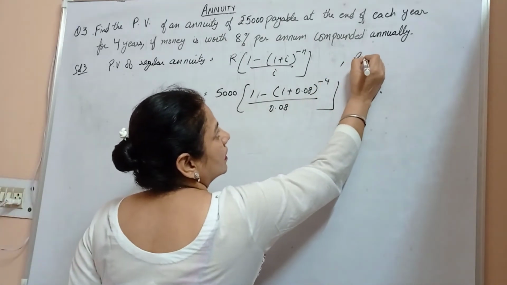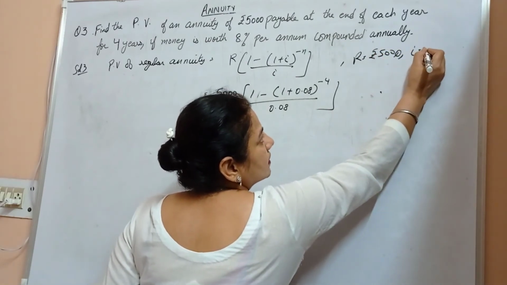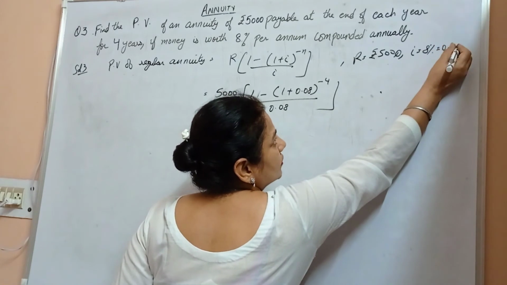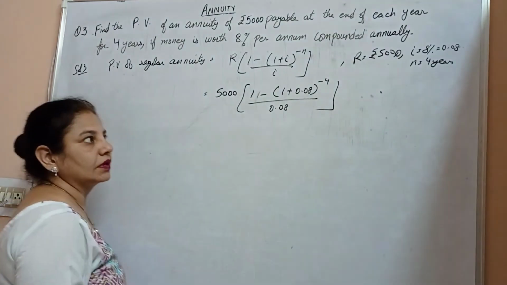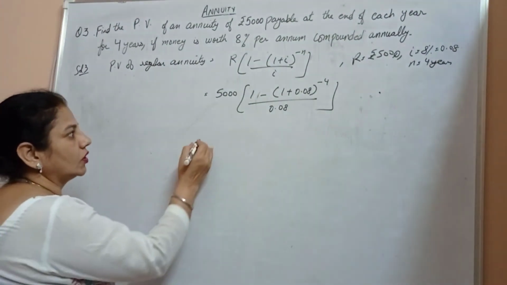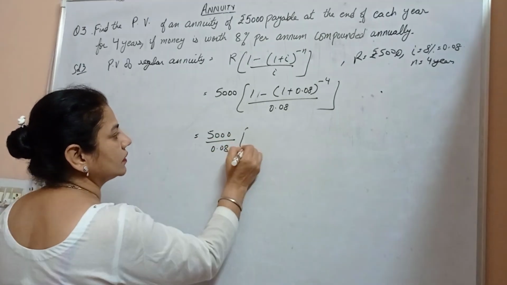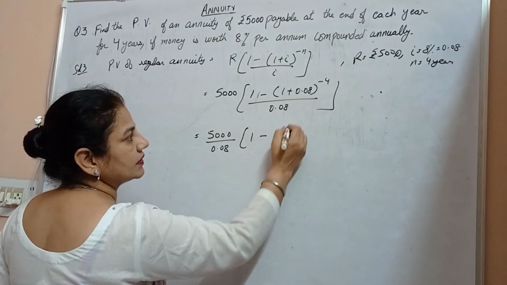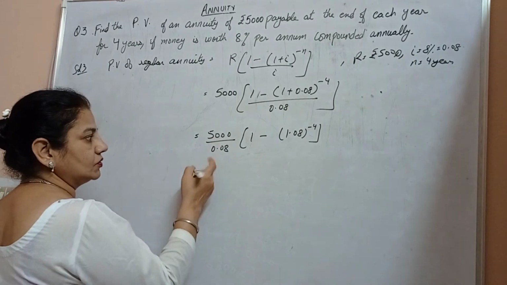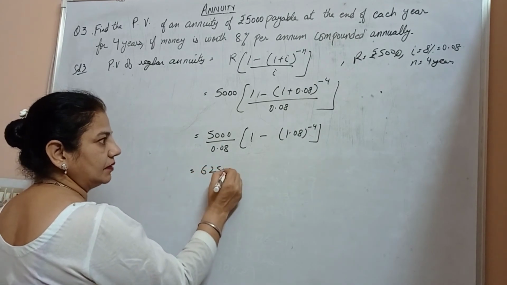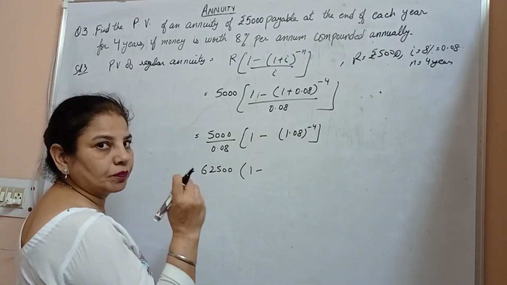Here you can say R is rupees 5,000 given to us. I is 8%, which is equal to 0.08, and the number of time periods n is 4. Substituting the values in the formula and then solving, we get 5,000 divided by 0.08, times 1 minus (1 plus 0.08), which is 1.08, whole to the power minus 4. On solving, we get 62,500 times 1 minus 1.08 to the power minus 4.